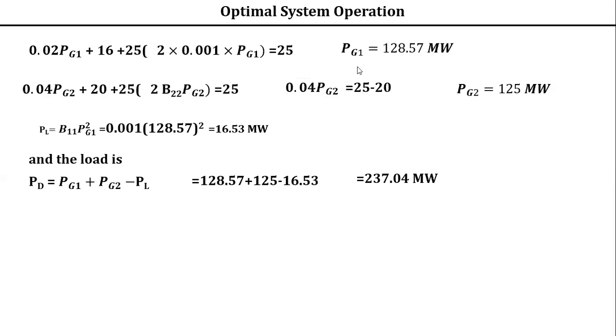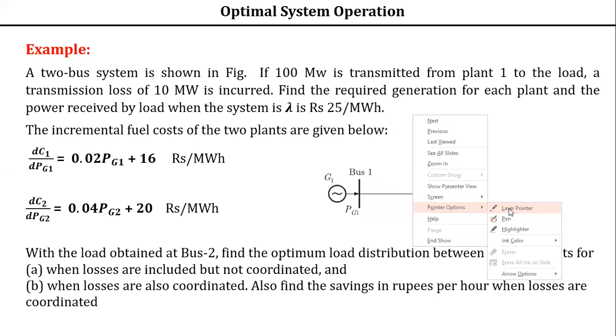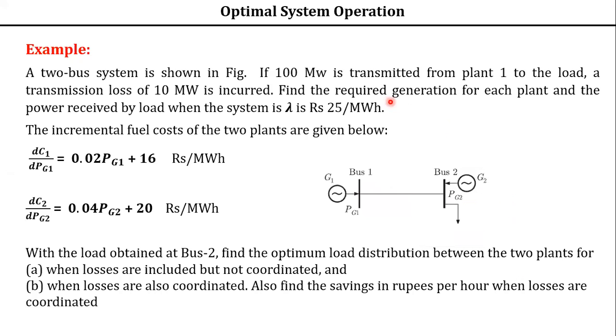So the first question that has been asked is, what is the generation scheduling for the load? There are also some other questions, you see here, these are the questions which have been asked. This is what we did in yesterday's class: the required generation for each plant, that is PG1, PG2, and the power received by the load.